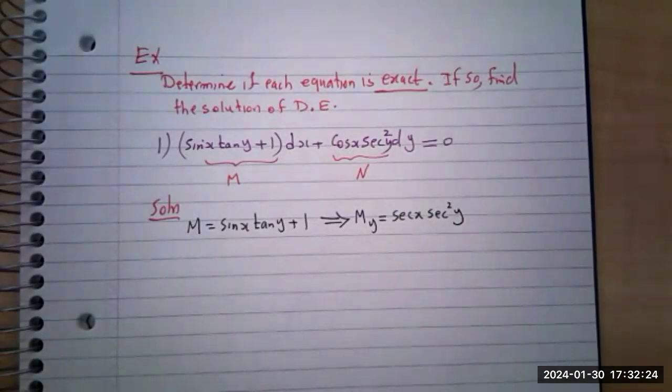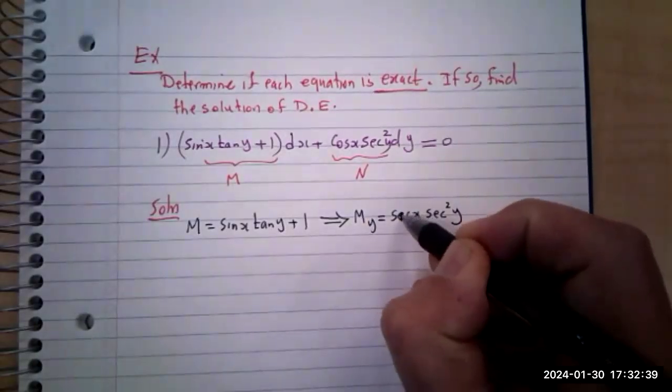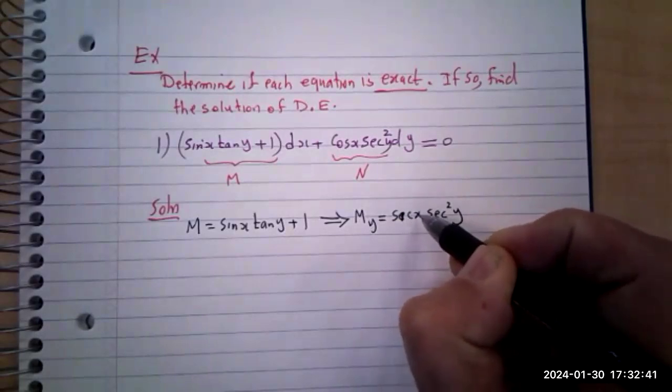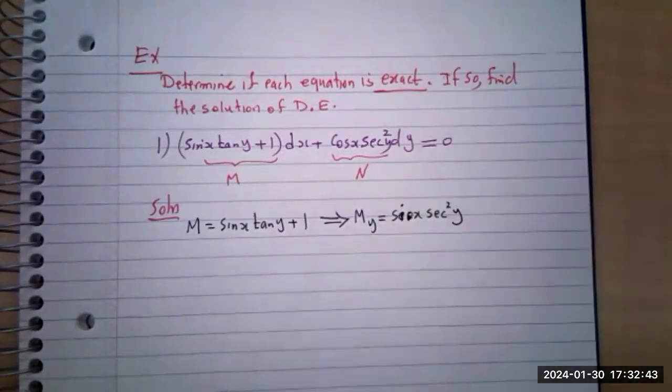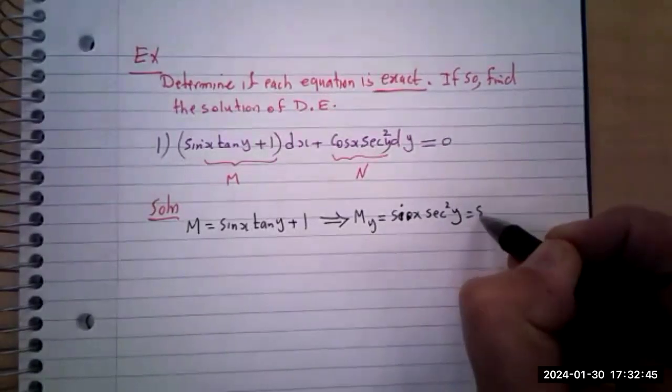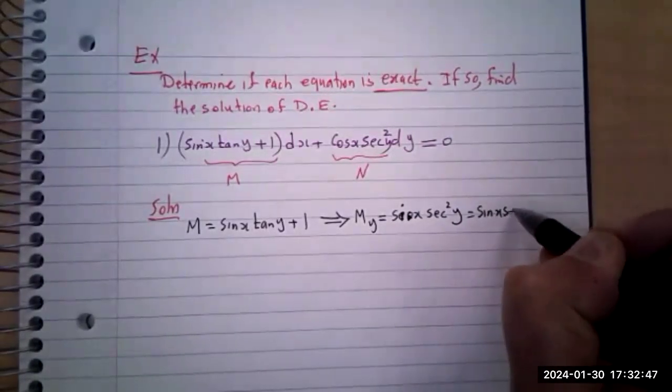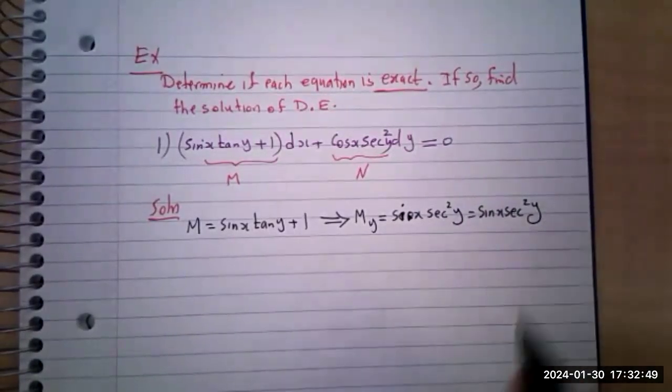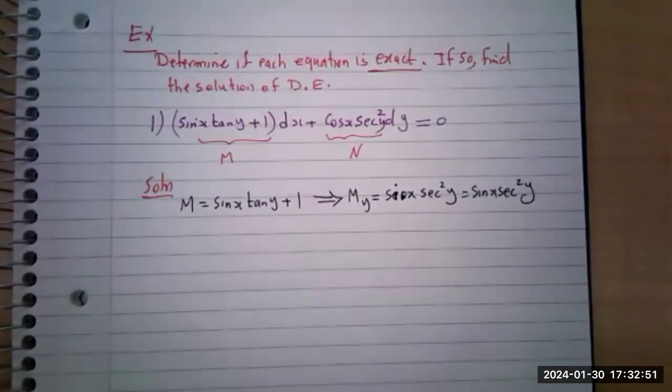Any question? So if the x is isolated, the derivative is 0. If it's not, you differentiate. It's going to just stay as it is. Yes, you wrote secant twice. Oh, that's a sine, sorry. That's a sine x. So it's sine x secant squared of y. That is going to be the derivative of M with respect to y.